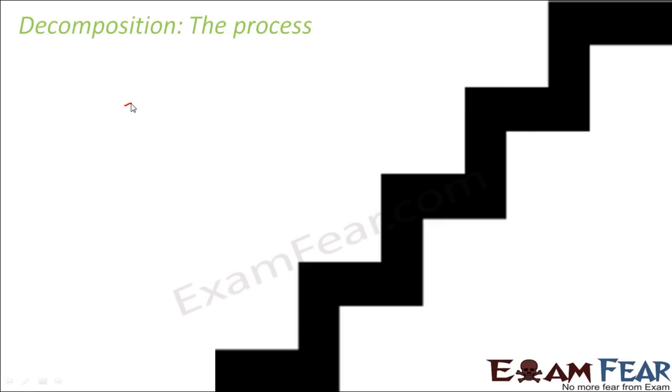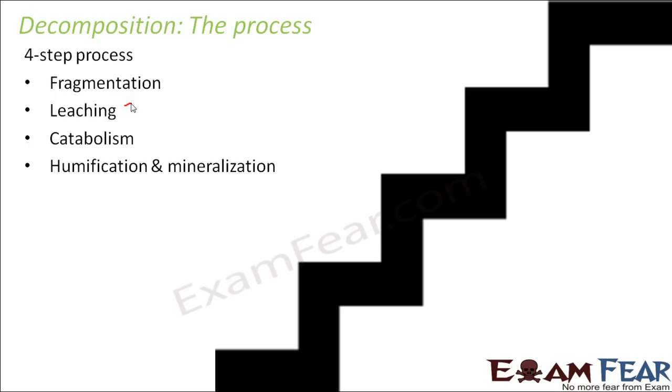So now we are going to talk about the process of decomposition. I already discussed that decomposition is the simple process where complex organic matter gets broken down into simpler forms. Now, as simple as the definition looks, the process is not exactly that simple. It involves quite a few steps, and here we are going to look at the process of decomposition stepwise. It is a 4-step process, and the 4 important steps involved are fragmentation, leaching, catabolism, and humification and mineralization.